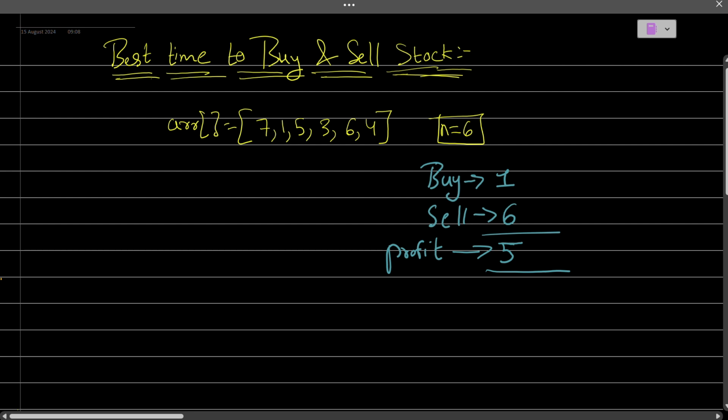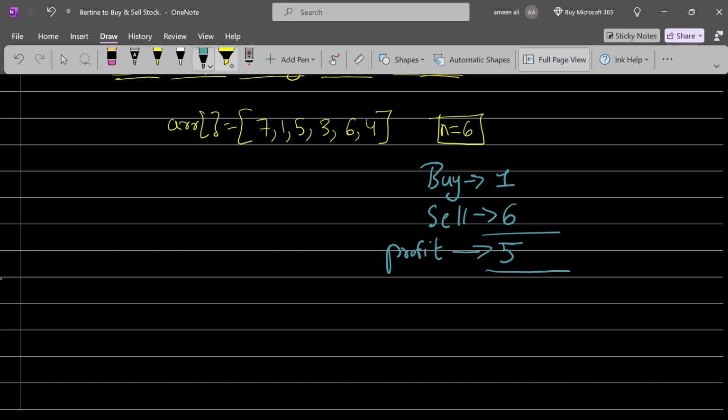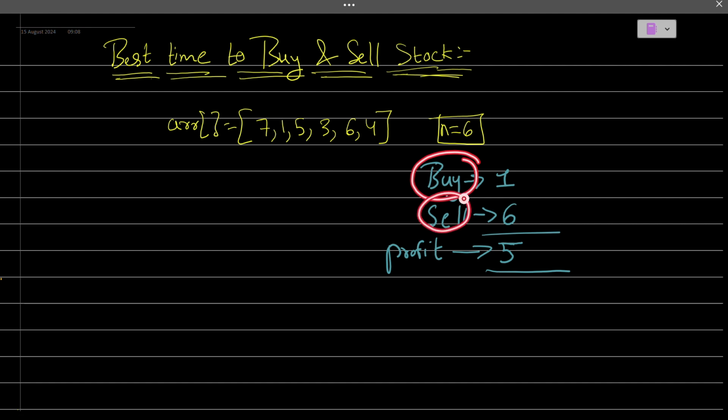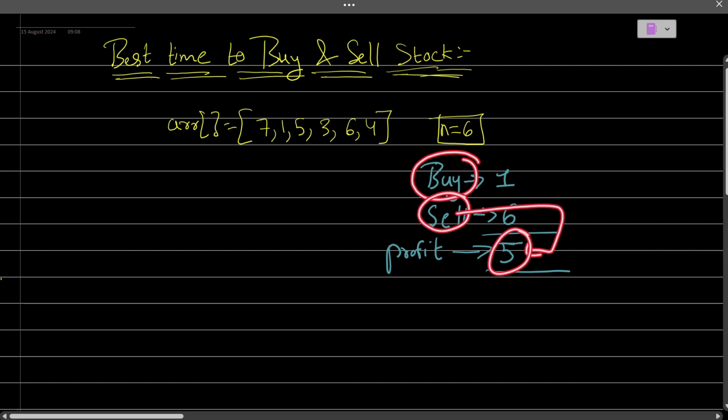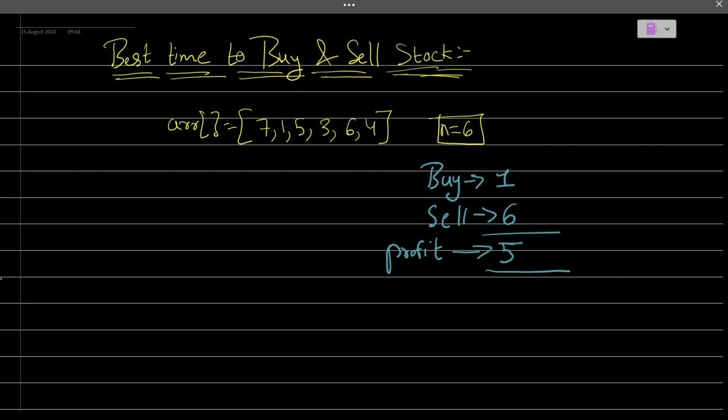So here the problem states you need to buy a stock, and you need to decide when to buy the stock and when to sell the stock, and the difference between buying and selling is your profit. You should maximize this profit, right? Okay, this is what the problem states. So hope you understand.